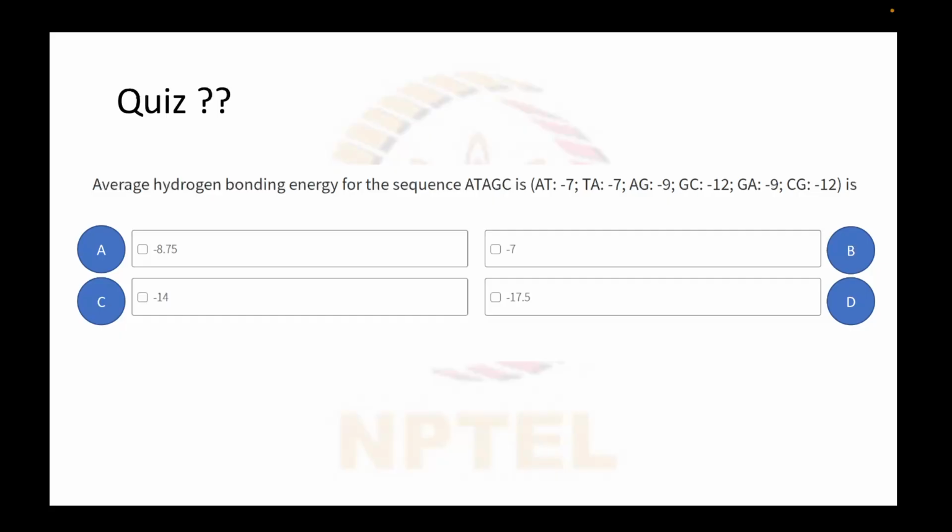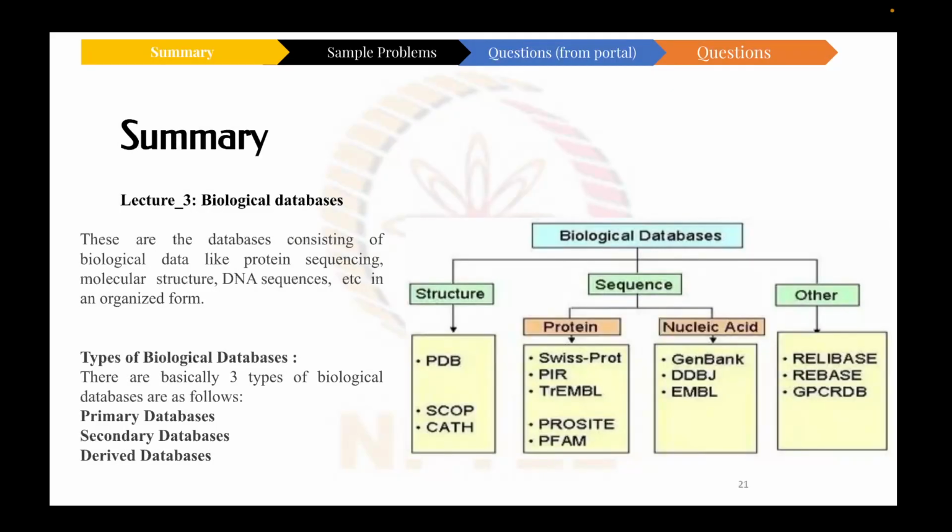Just please, someone has raised the hand. Sir, in the previous slide, there is the mentioned primary, secondary, and derived databases. So, what are these? Please, can you tell us? Yeah, so primary databases are the first source of the data, and derived databases are where the data is collected from the other databases. So secondary databases will have the hyperlinks to the other data.